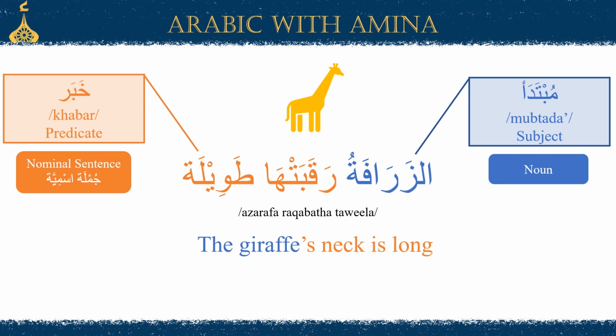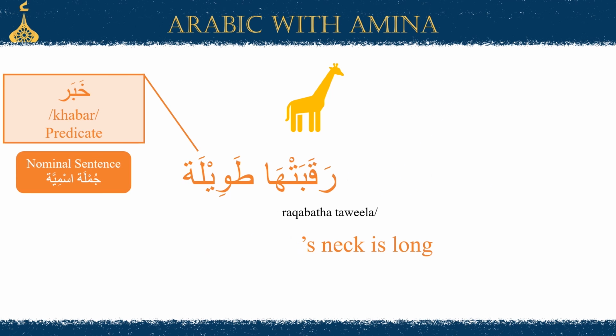So how can this nominal sentence have a khabar that is also a nominal sentence, you ask? Well, let's say we remove the mubtada or the subject, az-zarafa. Now we're left with raqabatha tawila, which means its or her neck is long. Since giraffe is a feminine word, we are using the pronoun her. There's no it in Arabic.